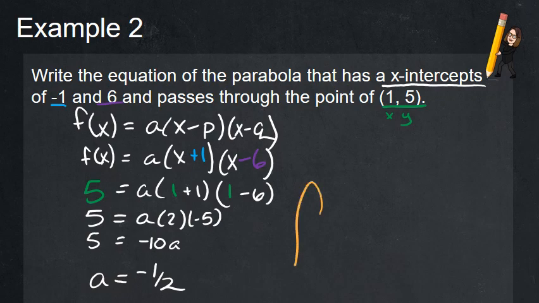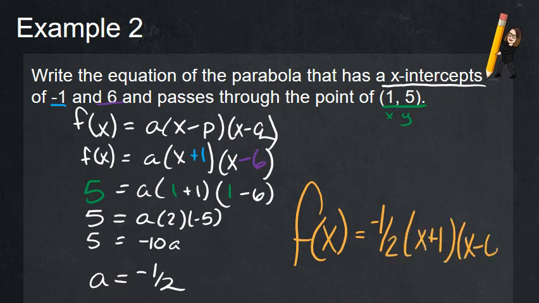But I'm not done. I need to write my final equation. -1/2 is my a value with an (x + 1) and an (x - 6). Now, if you wanted to double check this answer, you could go to your graphing calculator. You could plug this into your y equals, and then you could make sure that it has intercepts at -1 and 6, that it goes through the point (1, 5). You could do just a quick visual check to make sure that it's true.